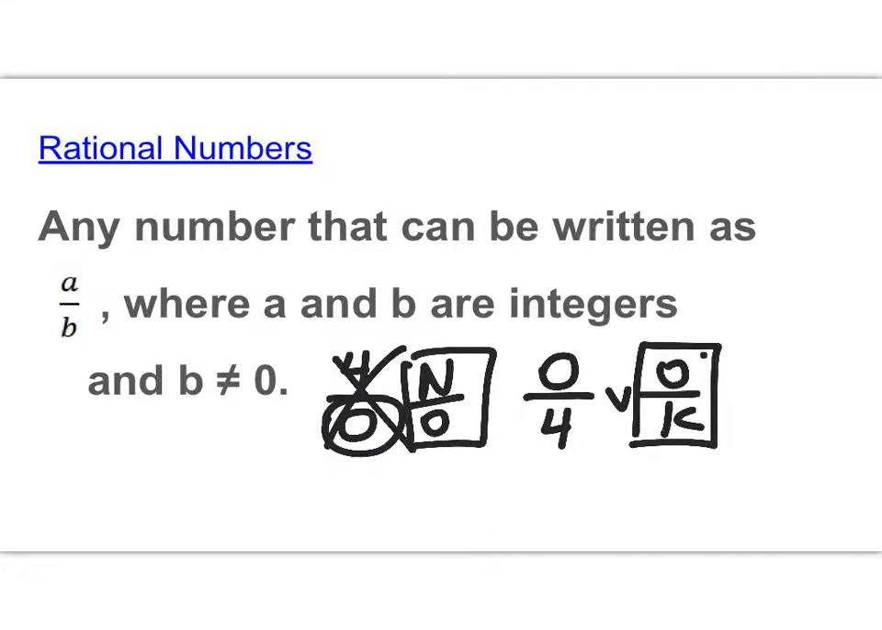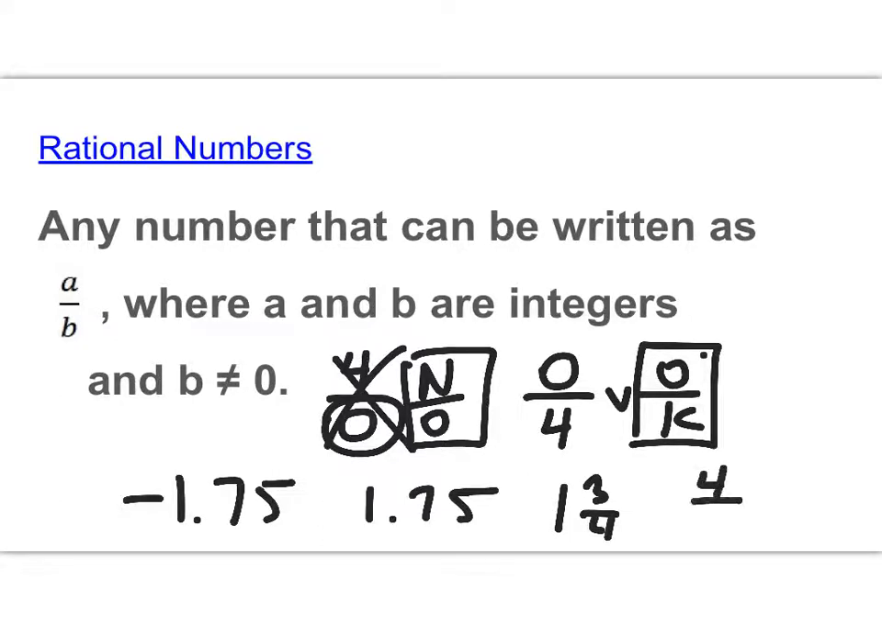You can also have negative or positive decimal numbers. Negative 1 and 75 hundredths is rational, and 1 and 75 hundredths is rational. 1 and 3/4, which is a mixed number, is rational, and 4/5 is rational. Let's make that negative. All of these are rational numbers. Pause the video and write the definition and examples.